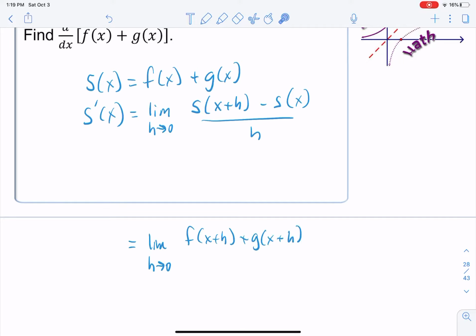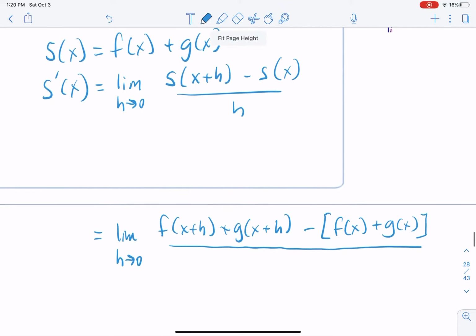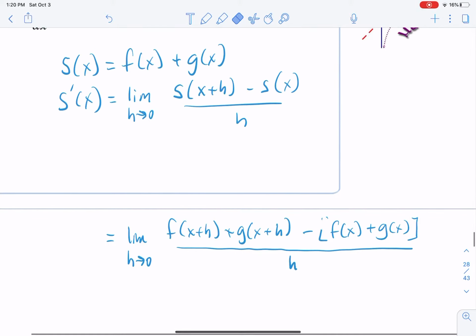And now I need to subtract out our s of x function. So I need to put this probably in some brackets or parentheses or something like this. F of x plus g of x. Alternatively, you could just remember to distribute your negative sign, which is what I'm about to do, over h. All right, distribute the negative sign. Done. Okay. And now nothing cancels.